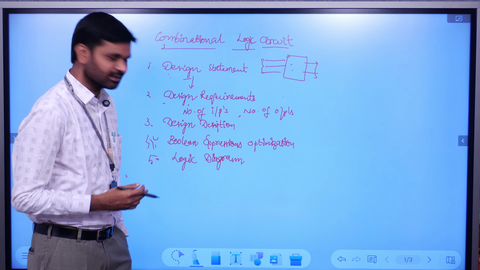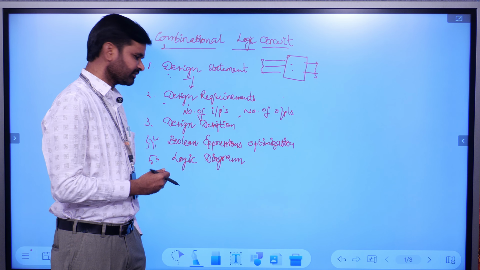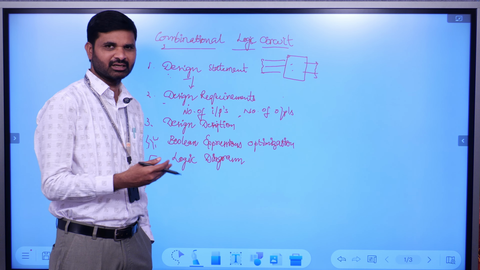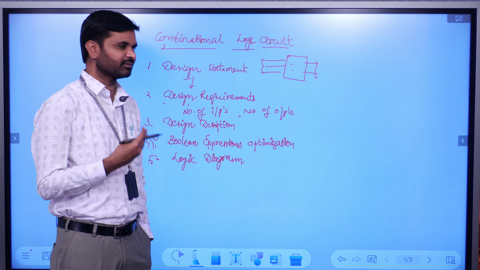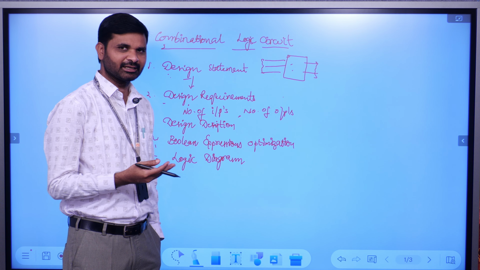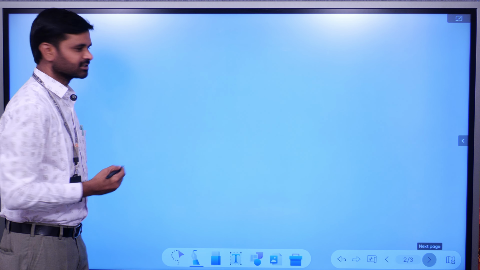Now let us discuss the entire design procedure with the examples of arithmetic circuits, half adder and full adder, and their optimizations. Then we will draw the logic diagrams and verify the functionality both logically and with the truth table also. Now let us design a half adder circuit.